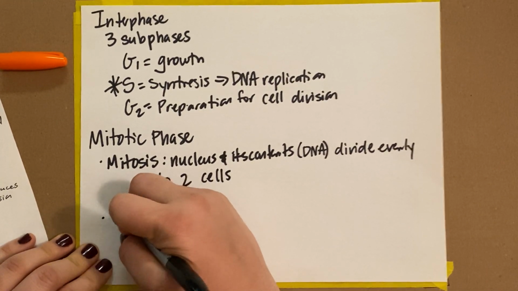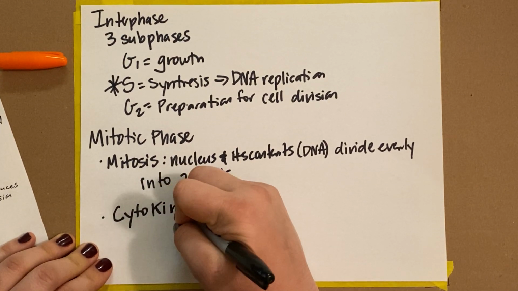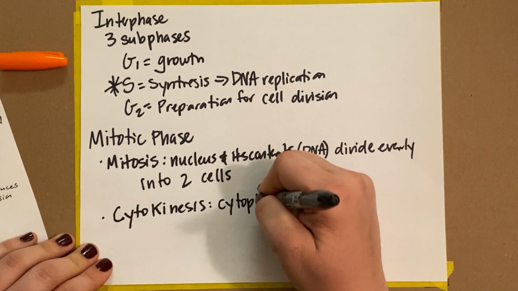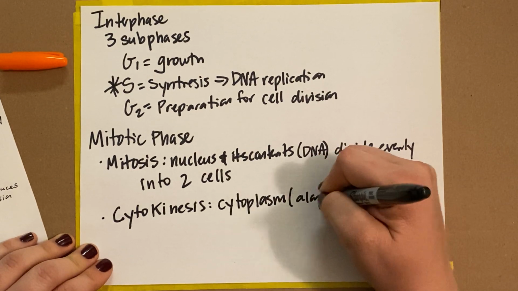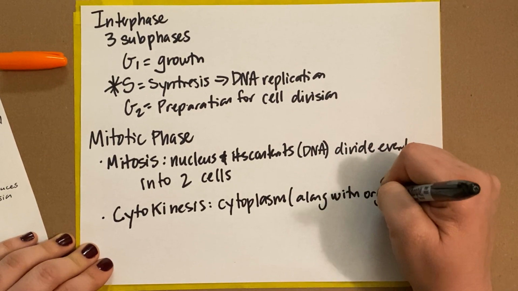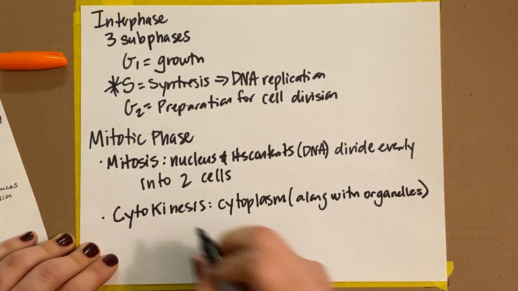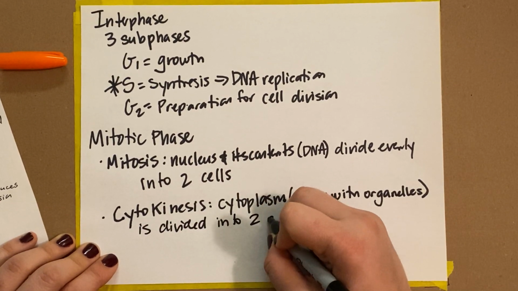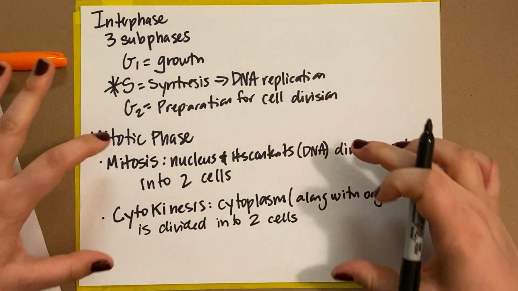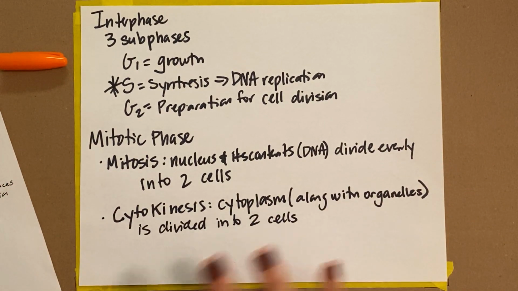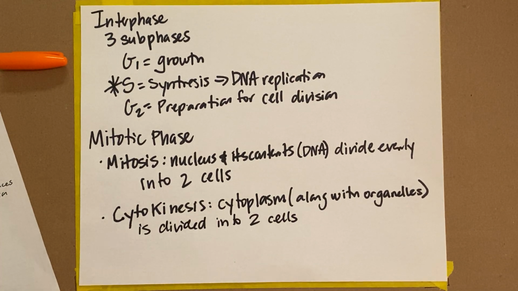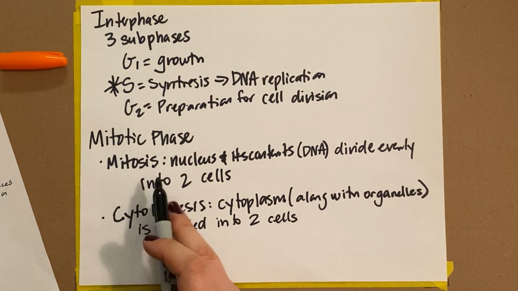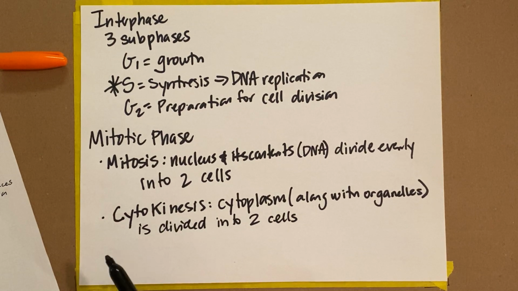The second part is called cytokinesis. And this is about kind of the cell cytoplasm along with organelles is divided into two cells. Okay, we often talk about mitosis and cytokinesis kind of as one thing that's happening. Cytokinesis, this last part, is going to happen at the very end of what we call mitosis. And so I'll discuss more about cytokinesis in a second.